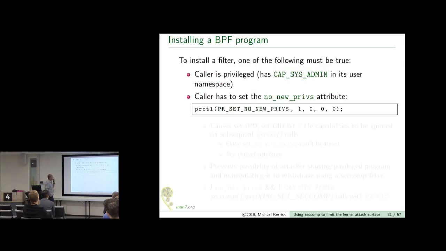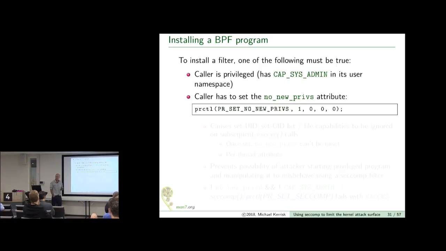Now, if you want to install a filter, one of two things must be true. Either the program must be privileged, or you've set a flag called no_new_privs for the process. The way you do that is with this system call. Now, let's step back a second.